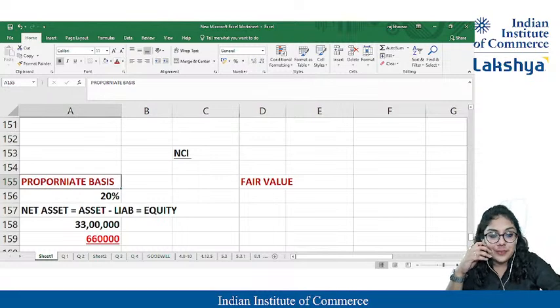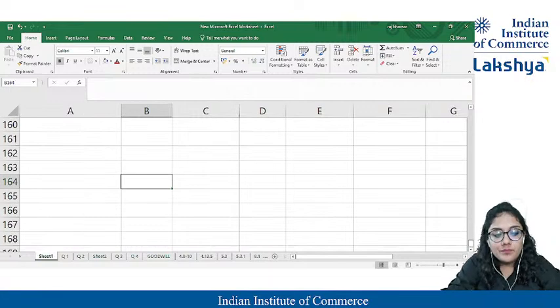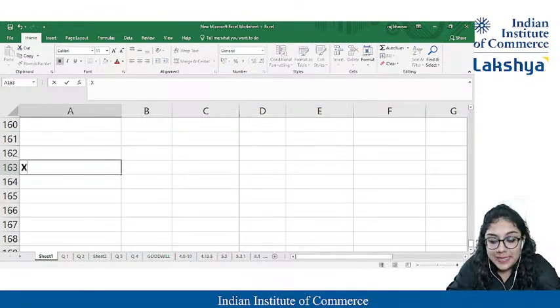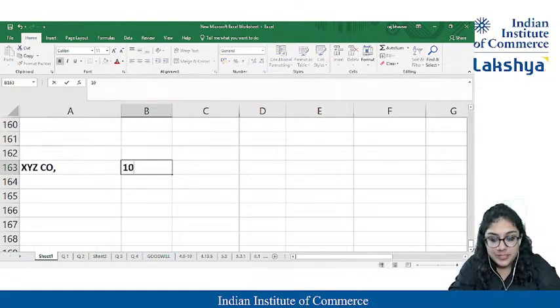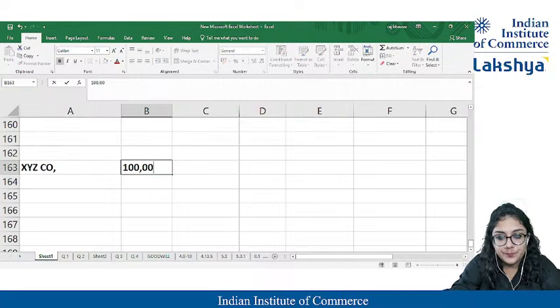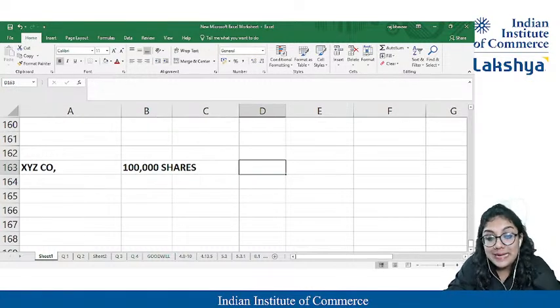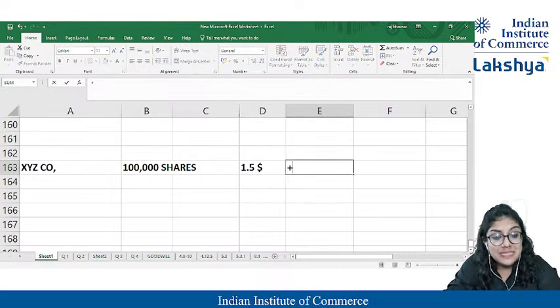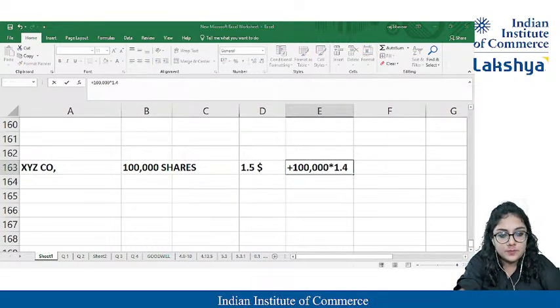When I go to fair value, we should understand, for example, if I am the ABC company, I want to acquire XYZ. So the XYZ company is having, for example, 1 lakh shares, and every share is valued at the rate of, let's say, $1.5 per share. So basically their share capital would be 1 lakh into 1.5.